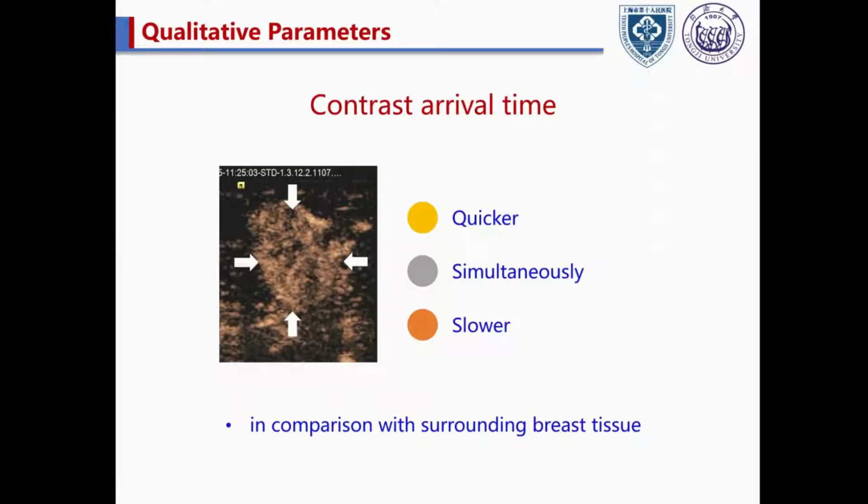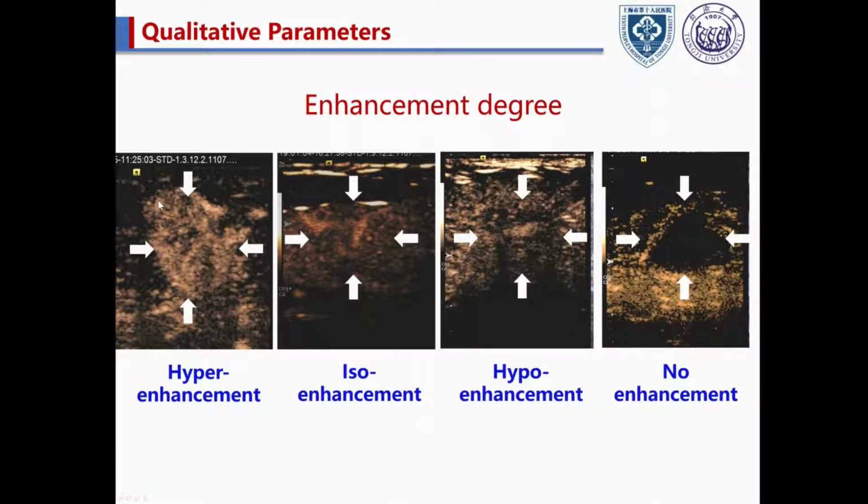So how to interpret the image of the breast CEUS images? Firstly, the qualitative parameters. First, the contrast arrival time. We should compare the contrast arrival time in the lesion with the surrounding breast tissue. So the contrast arrival time can be divided into quicker enhancement or simultaneous enhancement or slower enhancement. For example, this is the lesion surrounding breast tissue, and this lesion shows a quicker contrast arrival time. And then the second is the enhancement degree, and the enhancement degree is also compared with the surrounding breast tissue, and this is hyper enhancement, and this is iso enhancement.